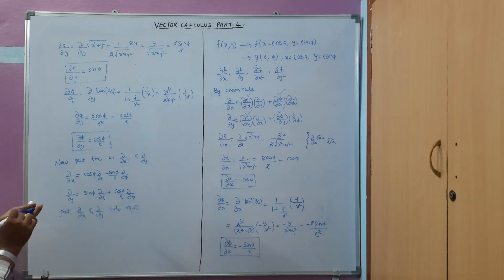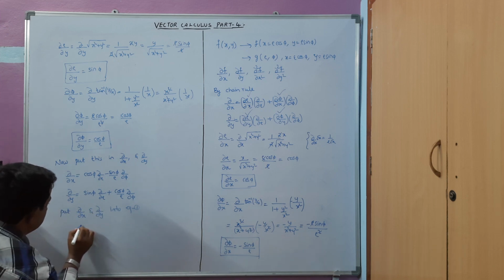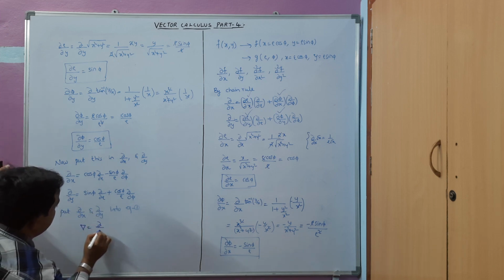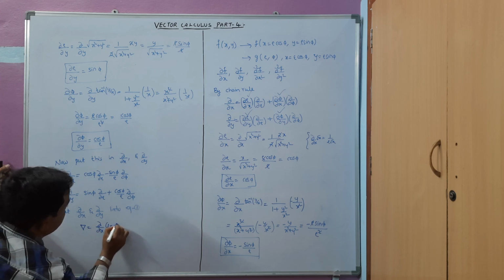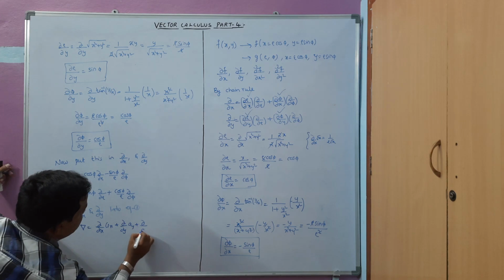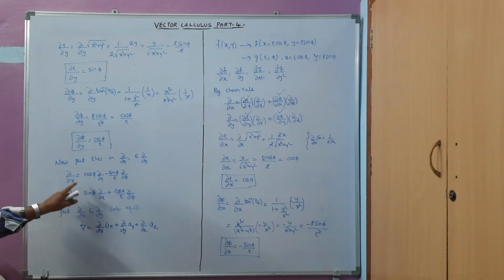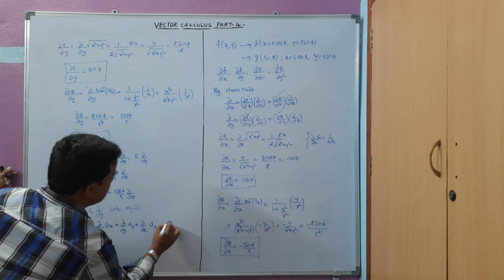So what is equation 1? Let us recall that equation 1. That is, del is ∂/∂x of Ax plus ∂/∂y of Ay plus ∂/∂z of Az. Now these equations are ready to substitute in this equation 1. So this is equation number 1.